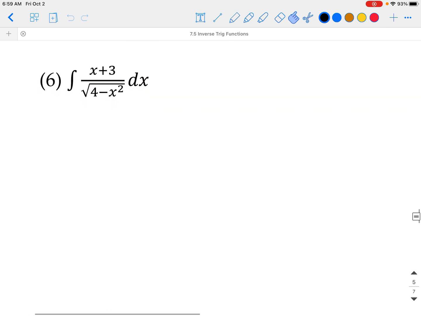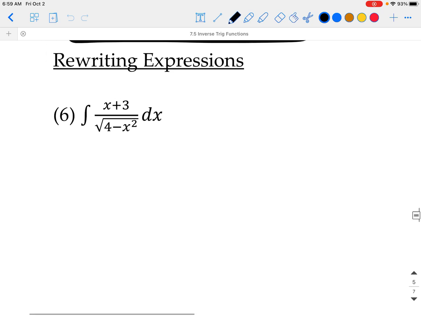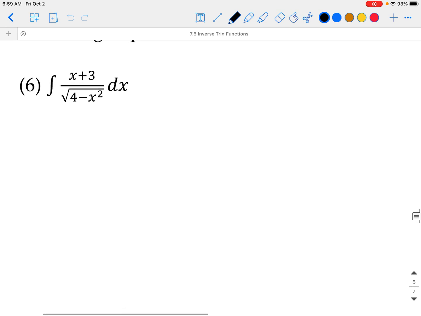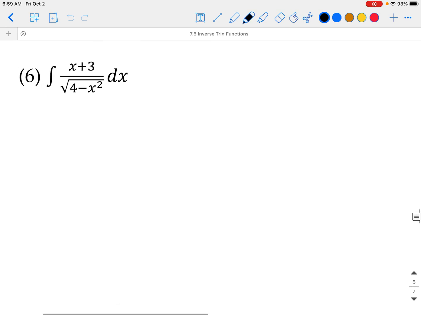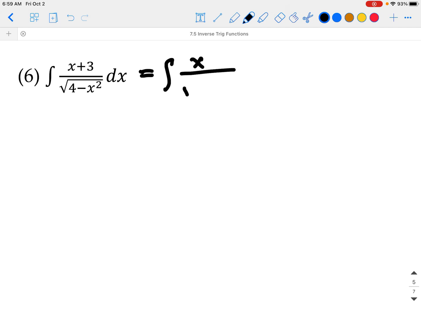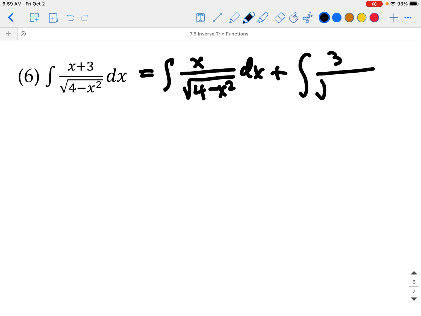So for this one, we might be tempted to try to use substitution, but we'll run into an issue of not being able to replace the 3 here. So what we're going to have to work on then is splitting this expression. So we're going to rewrite this as the integral of x over the square root of 4 minus x squared dx plus the integral of 3 over the square root of 4 minus x squared dx. And then we can evaluate each one separately.